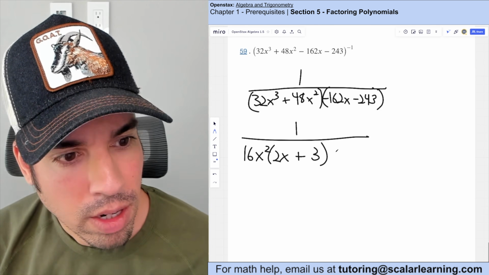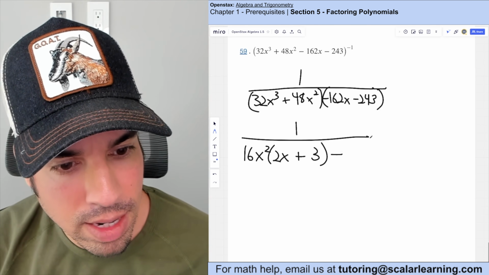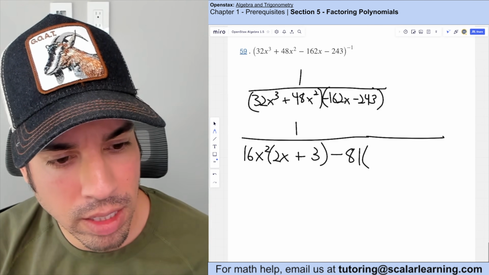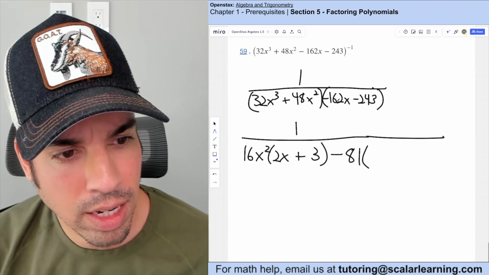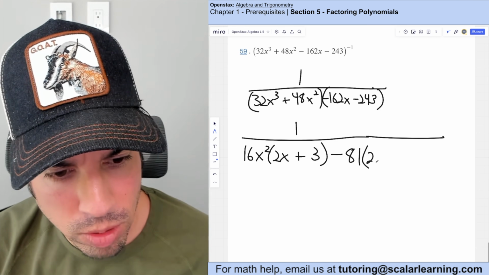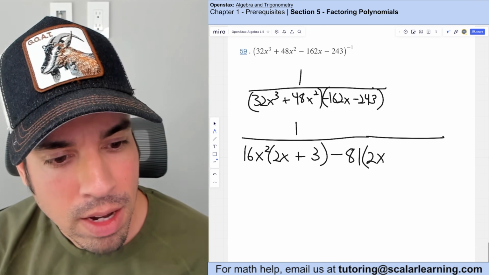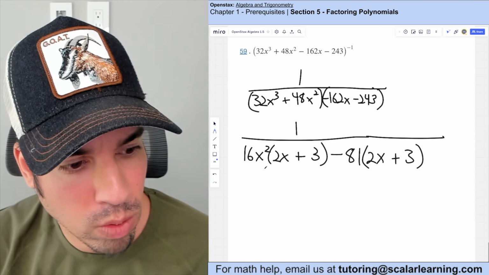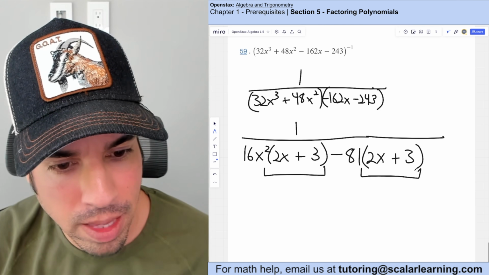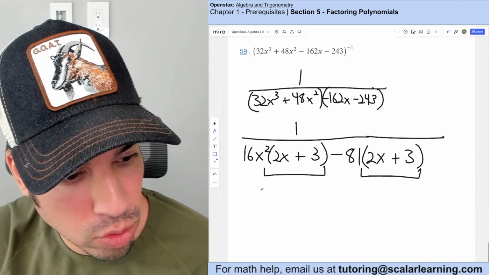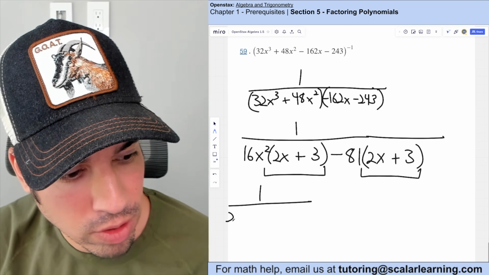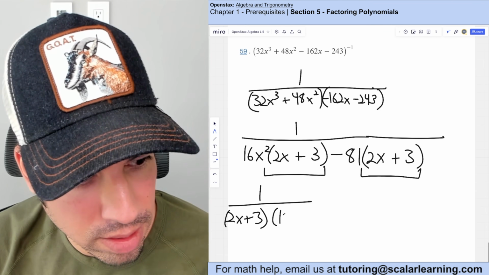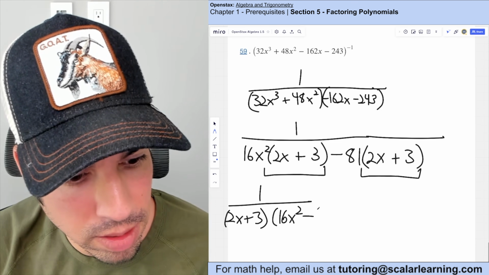And then I'm going to factor out a negative 81 from these guys. And if I factor out a negative 81, 2 times negative 81 gives me negative 162. But don't forget that x has to stay inside. And then 3 times negative 81 is negative 243. And this is what we want. We want matching binomials here and here. So next I'm going to factor out the 2x plus 3 like so. So we have a 2x plus 3 comes out. And then what stays inside is that 16x squared minus 81.